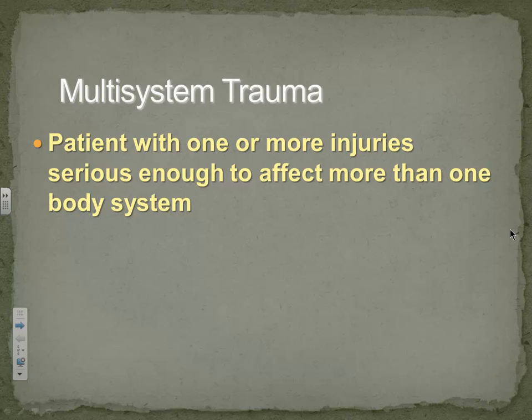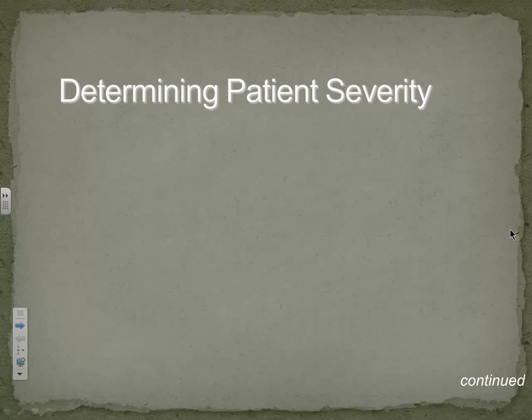Multisystem trauma is going to be a patient with one or more injuries serious enough to affect more than one body system. For instance, they've lost 3 pints of blood. Is that going to be a multi-system problem? Yeah, if they don't have enough blood, they have a lot of other problems going on, right? They're poorly perfused, the heart's not working, the respiratory system's not going to work well, certainly.